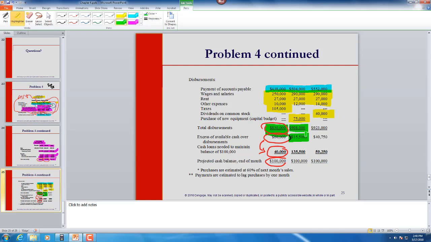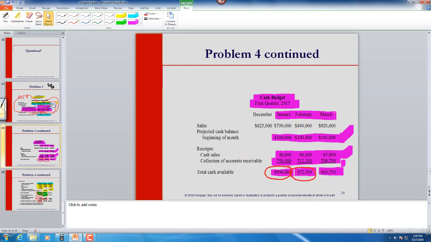You not only have to account for this 35,500, you have to account for the opening balance in March of another 100,000. So you need to borrow a humongous amount of 135,500 to not only pay this extra money that you require in February, but to open March. But you open March with 100,000.